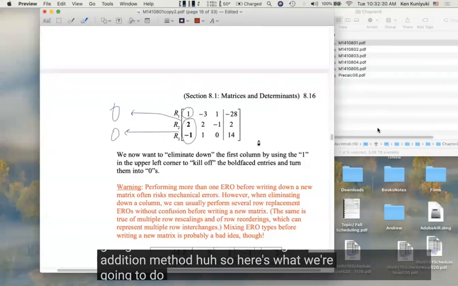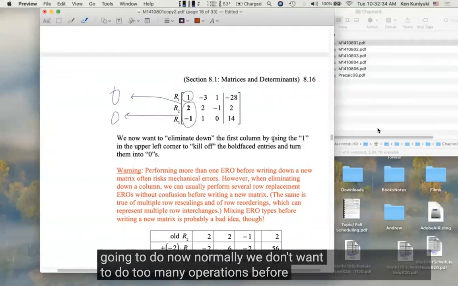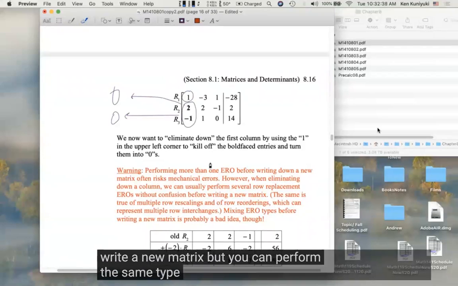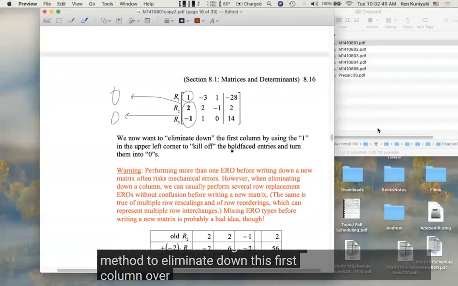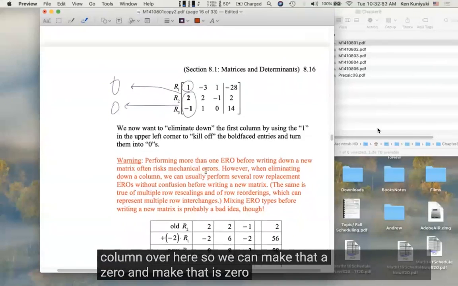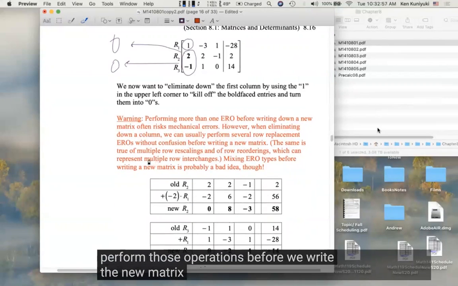So here's what we're going to do. Now, normally, we don't want to do too many operations before we write a new matrix, but you can perform the same type of operation multiple times if you're careful. So for example, we can do that rescaling and addition method to eliminate down this first column over here. So we can make that a 0 and make that a 0. We can perform those operations before we write the new matrix.